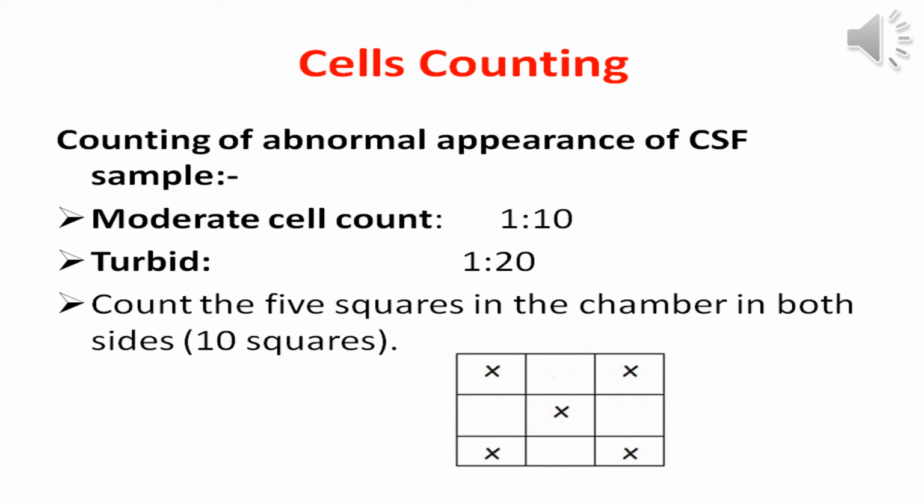Divided by what? The number of squares counted. The number of squares counted is 10, and the area of each square is 1. So 10 multiplied by 1. And your result will be per cubic millimeter or microliter.